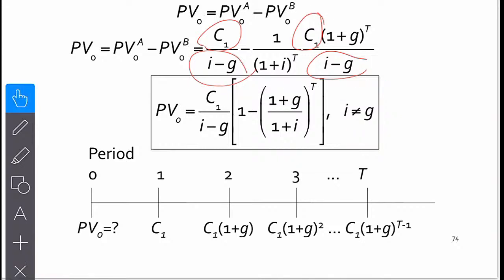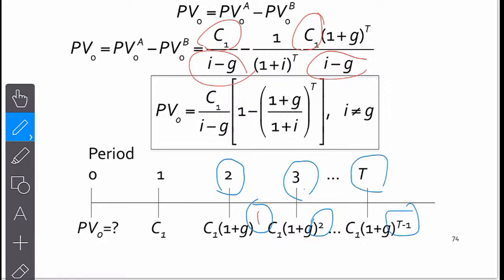Okay, so there's the formula that corresponds to this timeline. First cash flow 1 period from now, subsequent cash flows grow at the same rate G. So I'm going to illustrate again what I did yesterday. There's like a 1 here. So that means that growth starts a period after the first cash flow. So those are always going to have to be separated by 1. And this will go for T periods. So that's the timeline that corresponds to this formula that only applies if I doesn't equal G.